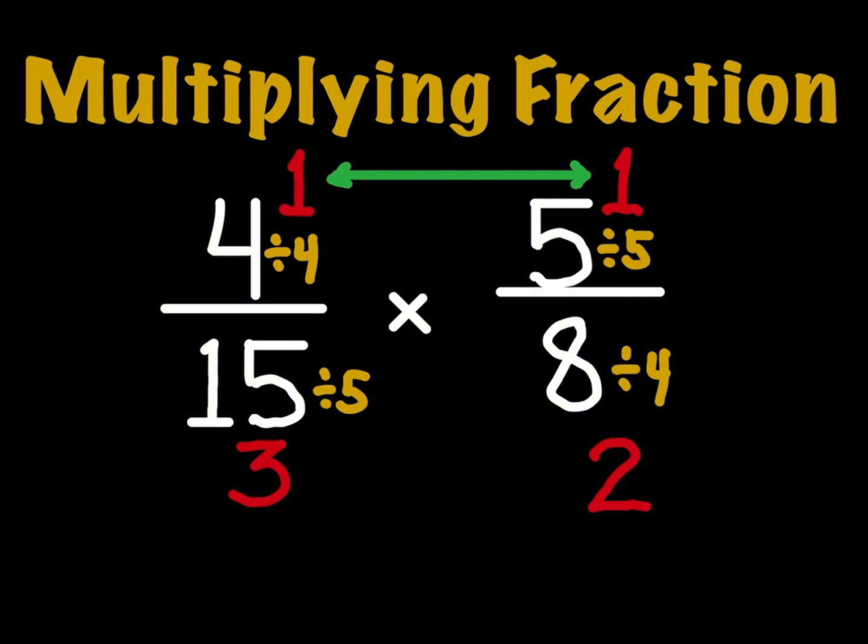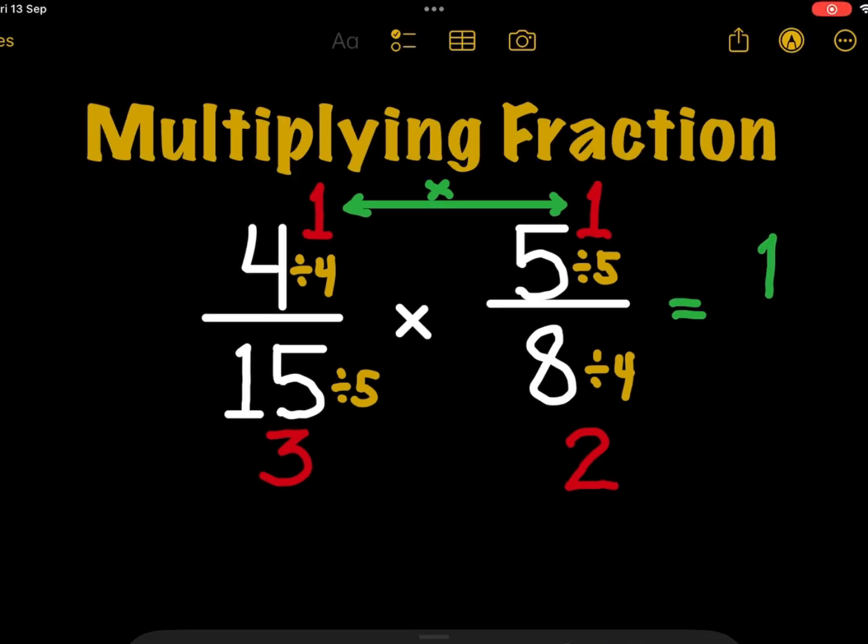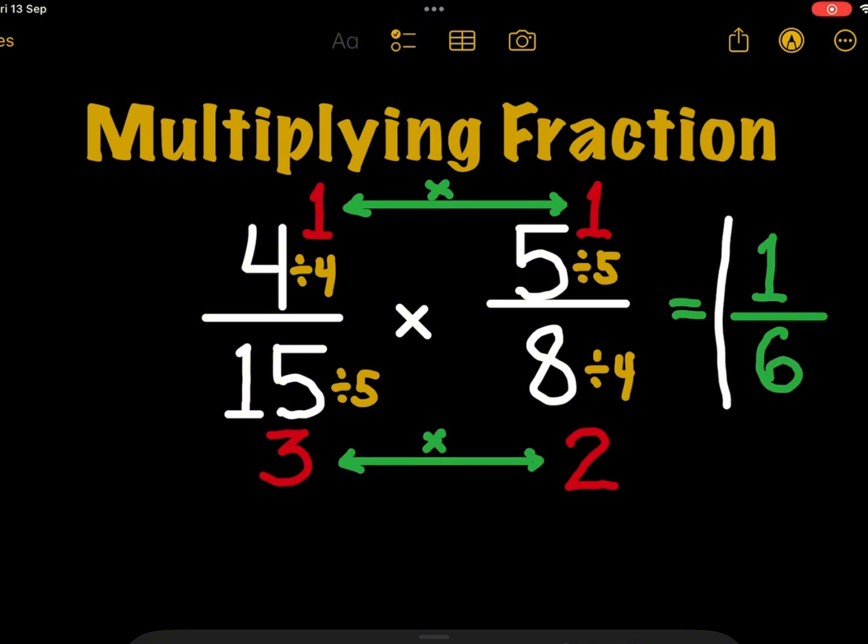So in this case, 1 times 1 is equal to 1. And 3 times 2 is equal to 6. So therefore, the answer when you multiply 4 over 15 and 5 over 8 is 1 over 6. Okay?